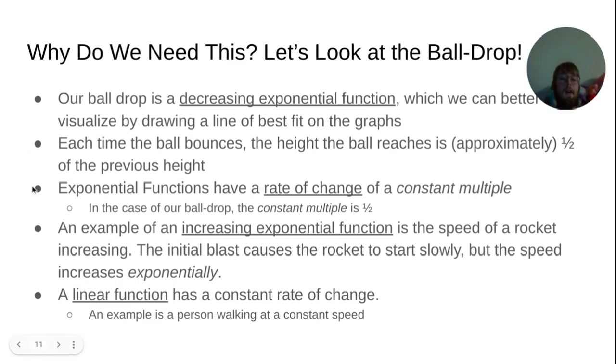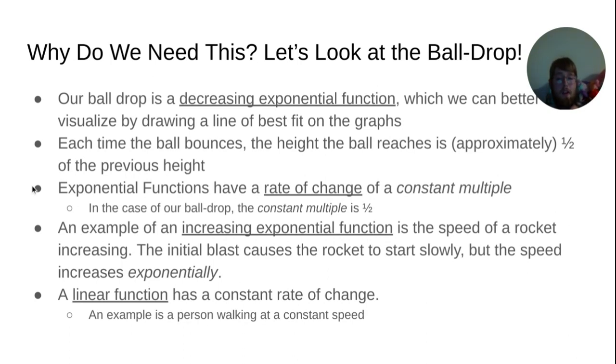An example of an increasing exponential function, such as that 2 to the x or 3 to the x that we practiced with, is the speed of a rocket increasing. The initial blast causes the rocket to start very slowly. You can imagine this when the rocket starts to take off. It starts very slowly as it gets off the ground, but the speed increases exponentially. After that first few moments, it starts to really take off and get quicker and quicker.